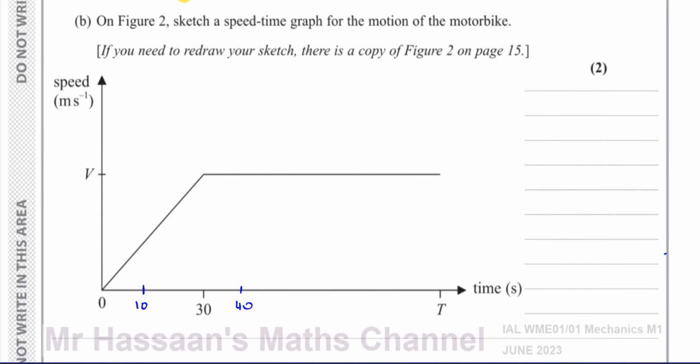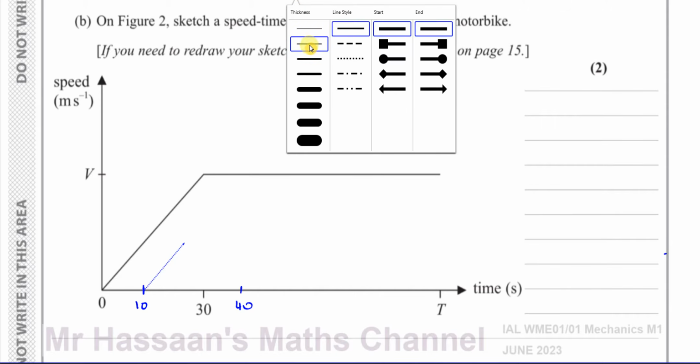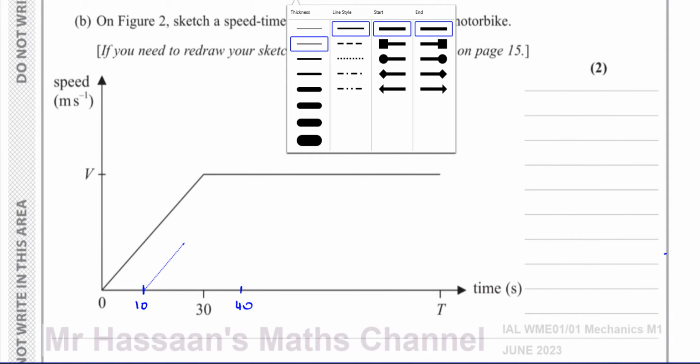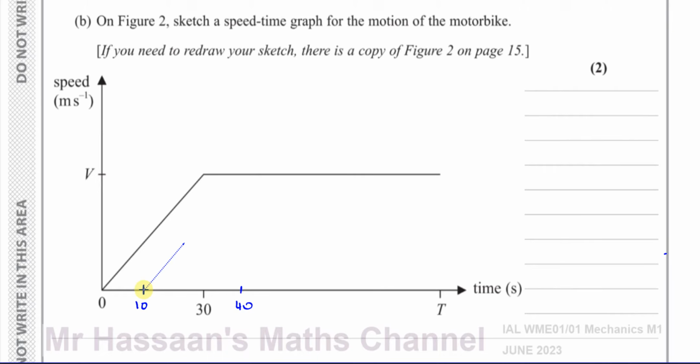Okay, now because his acceleration is the same as that of the car, then he's going to go with the same gradient. Let me just draw it in a different color. I'll just draw it in a red color, solid. So he's going to start from 10 seconds, and he's going to have the same gradient as this other car. I'll move my 40 along a bit so it makes it a bit clearer.